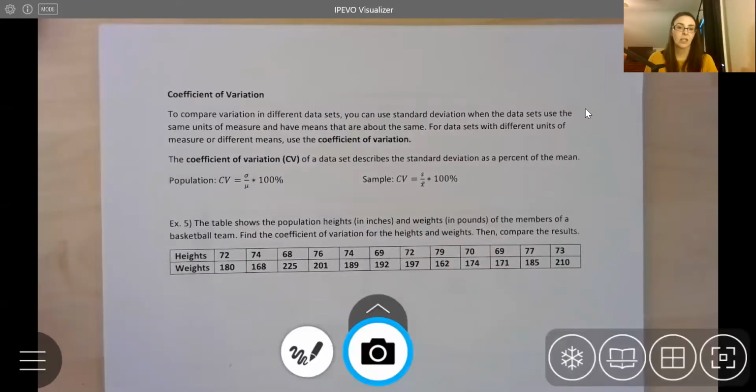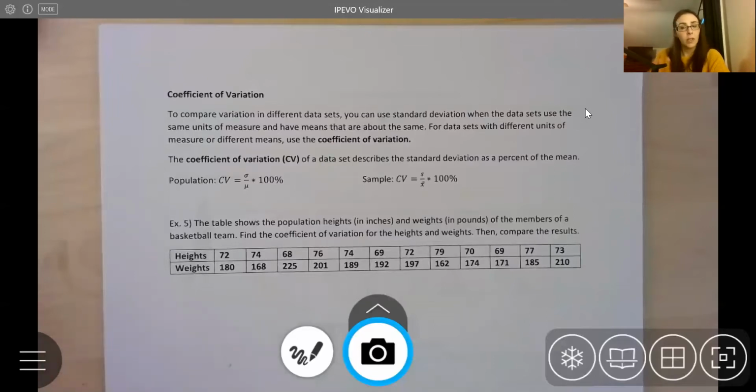Finally, the last thing in this section is the coefficient of variation. The coefficient of variation allows us to compare different data sets that may have different units or whose values are drastically different and see which one has more of a spread, more diversity to it. To compare variation in different data sets, you can use standard deviation when the data sets use the same units of measure and have means that are about the same. So when you have data sets that are pretty similar, we can just compare the standard deviations and the means and get a pretty good estimate of how the data are similar and how they're different.